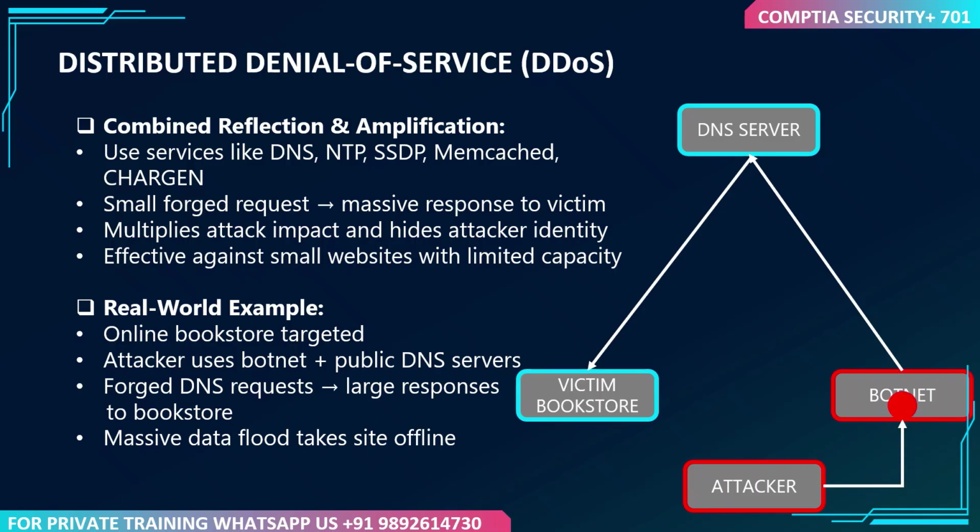Multiply that by 1,000 or millions and you have a huge flood of data hitting the bookstore server, slowing it down or taking it offline completely. That's a reflected amplified DDoS attack. This kind of attack is dangerous because it's efficient for the attacker. They use very little bandwidth but cause a lot of damage, and it also hides their real identity because the traffic seems to come from legitimate servers and not from the attacker themselves.